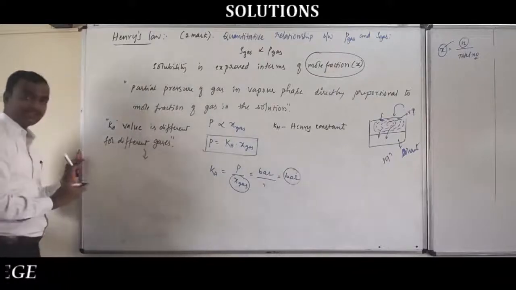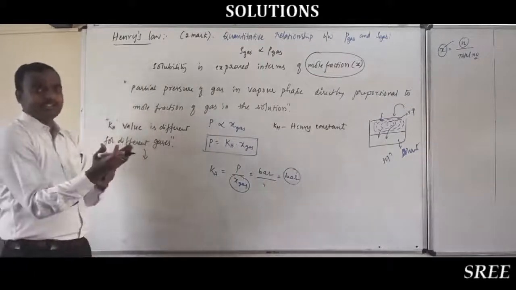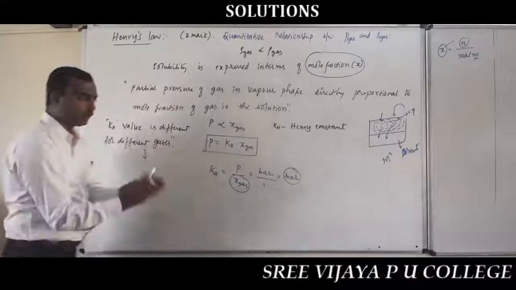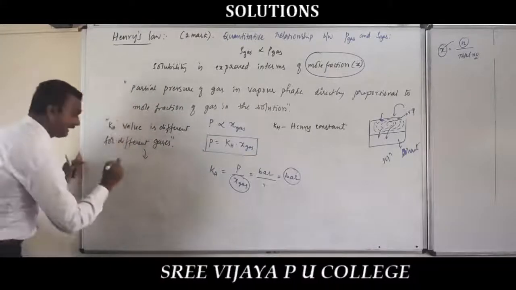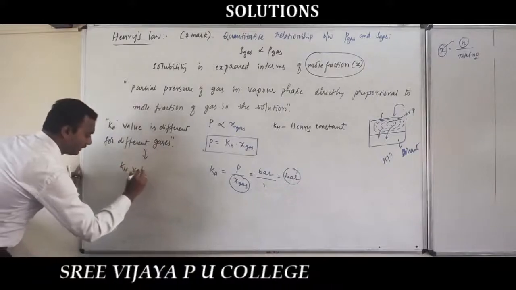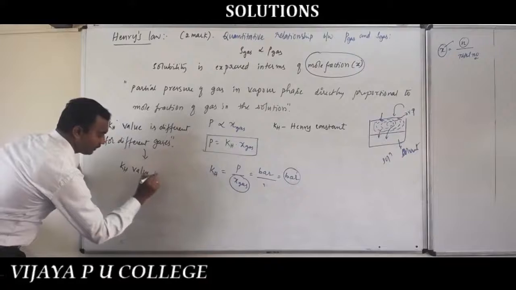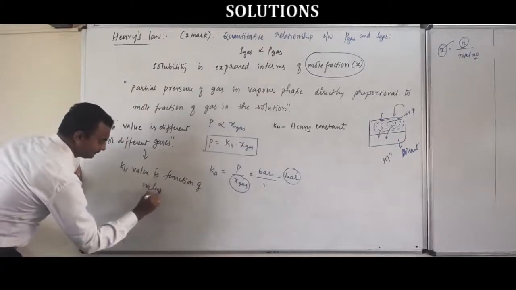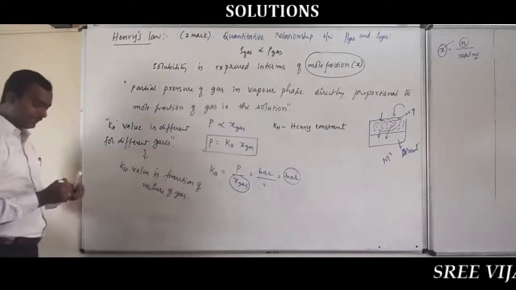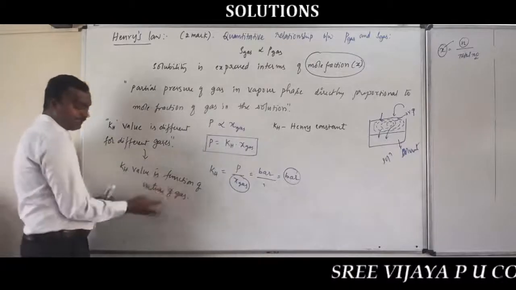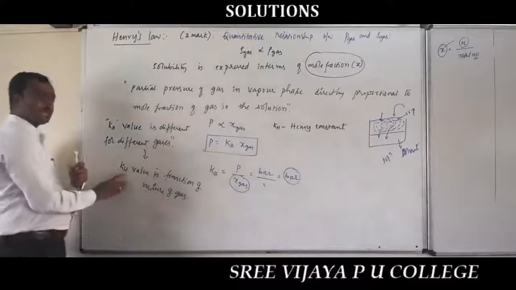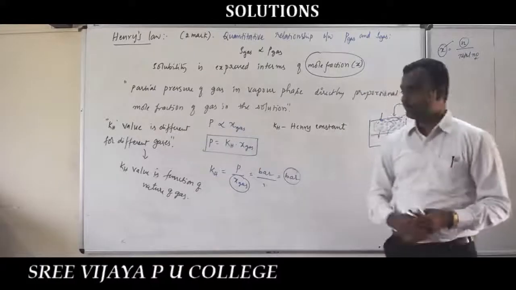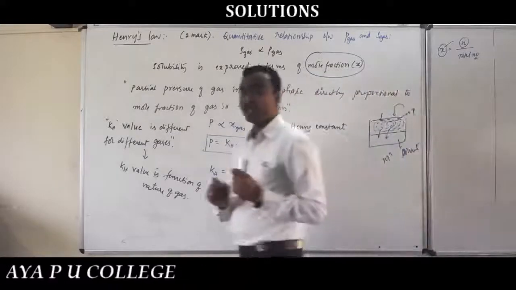It suggests that if the nature of gas changes, the Kh value changes. If you take nitrogen instead of oxygen, the Kh value changes. So Kh value is a function of nature of gas. What is the meaning? When the nature of gas changes, the Kh value changes. Nothing but different gases have different Kh values. That is an important concept. And what is the relationship between Kh value and solubility of gas?